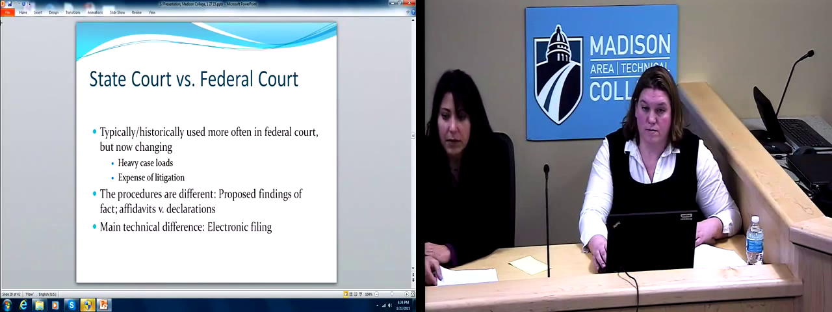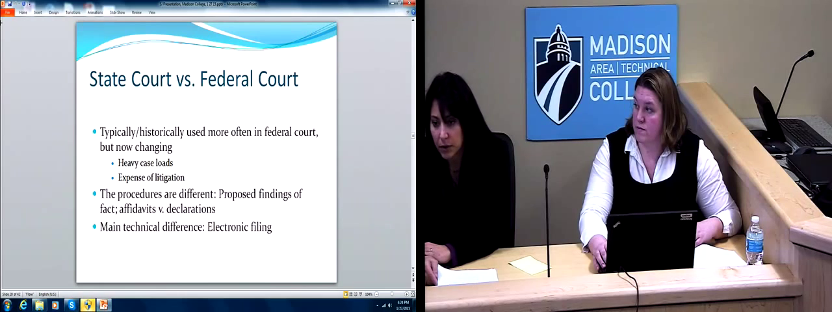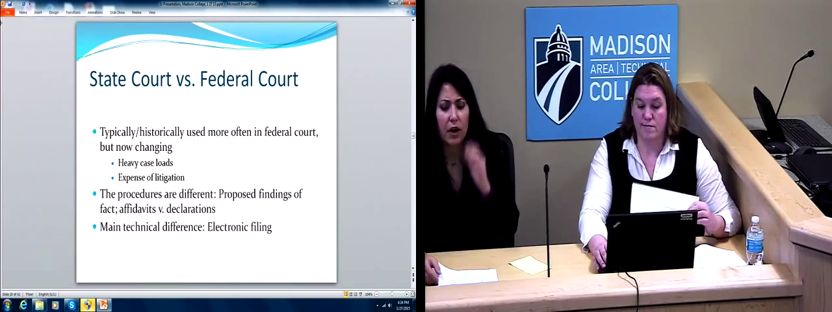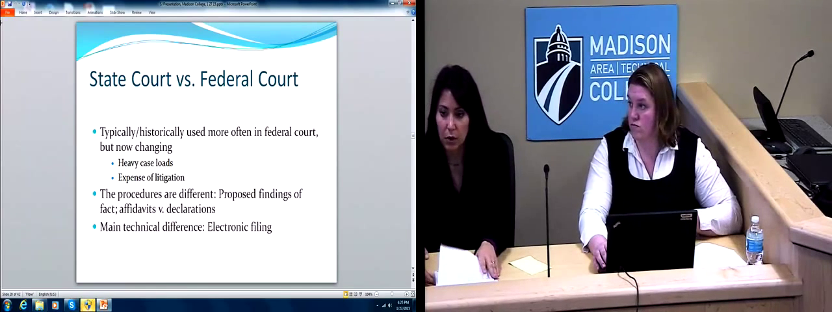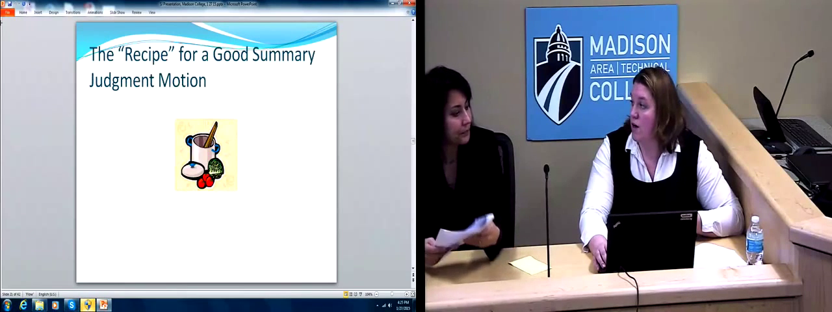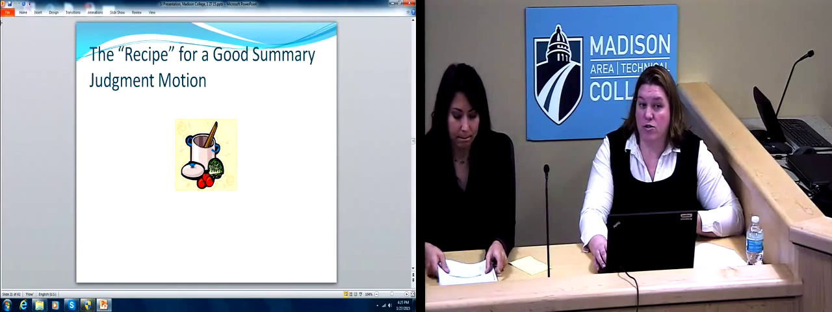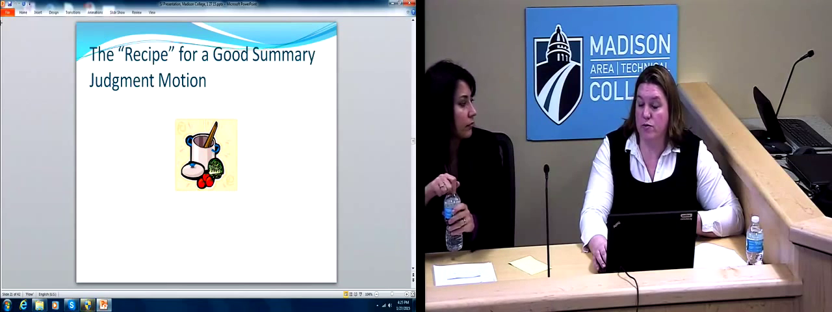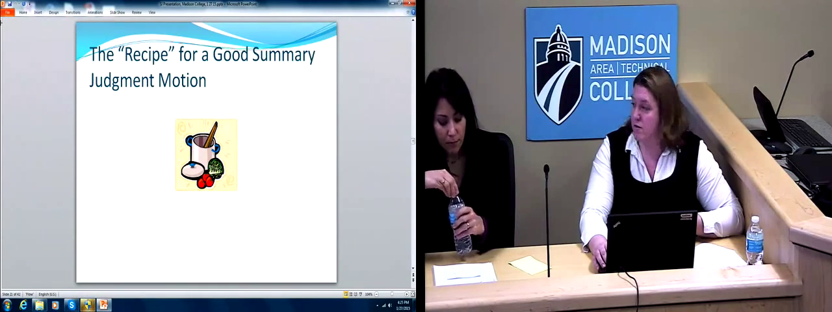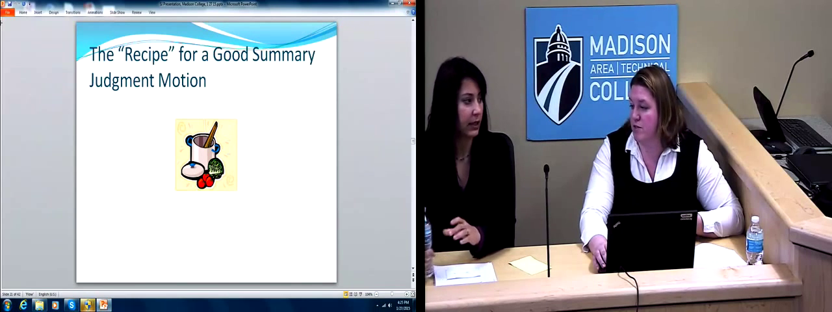The main technical differences is that in federal court, there's electronic filing, so everything is uploaded. In state court, some Wisconsin courts are doing that and some are not. But as far as I know, it isn't a requirement. I think it probably will be in a couple of years. From what I understand, the state courts are preparing to all get electronic filing within the next couple of years. At least that's what I've been told by the clerks.